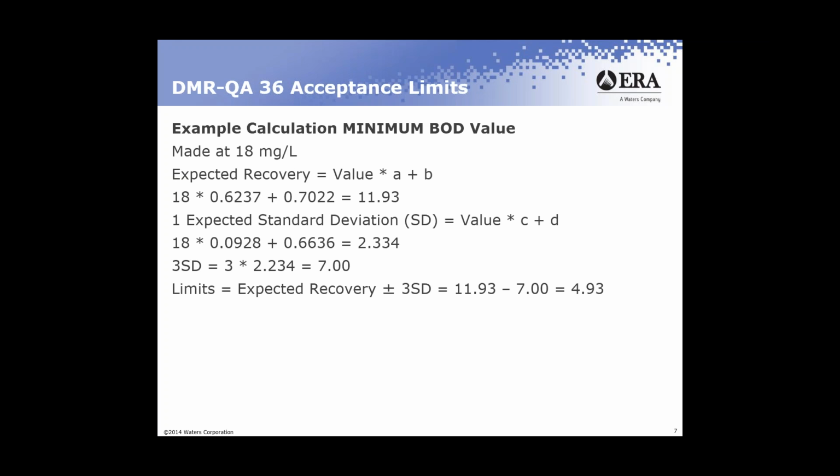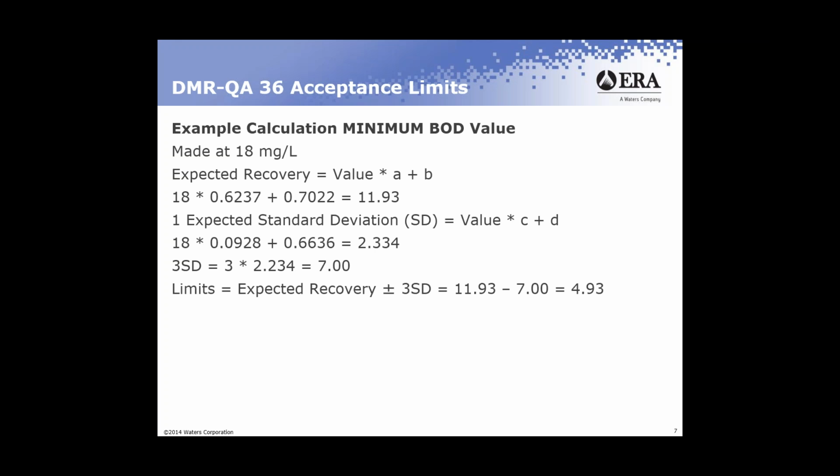So let's go through this minimum calculation. What that means is that if we were to make the sample for your DMRQA or your WP at the absolute minimum value of 18 milligrams per liter, we can go through our calculations and calculate an expected recovery, which would be the value we made it at, 18, times that A factor, and add to it that B factor. So what that tells us is if I spike that sample at 18 milligrams per liter, you should get back in your BOD reading 11.9.